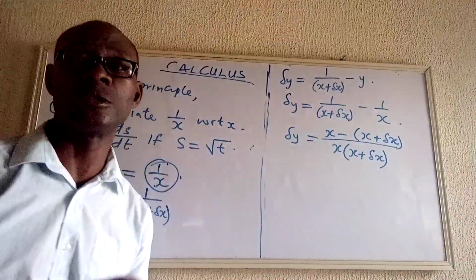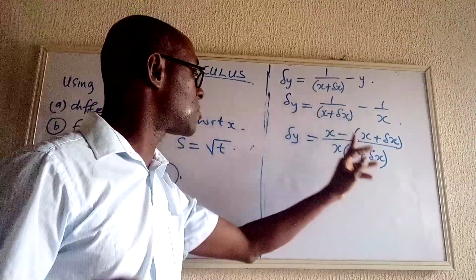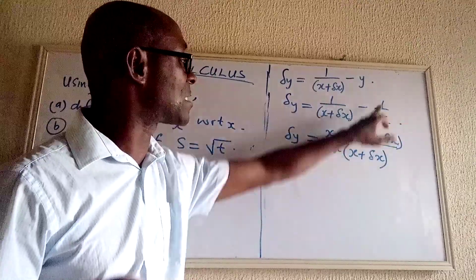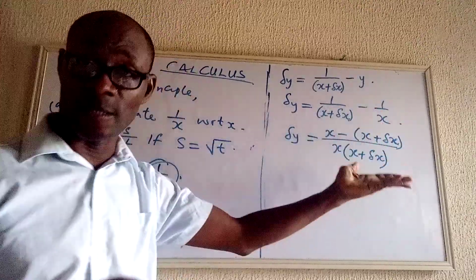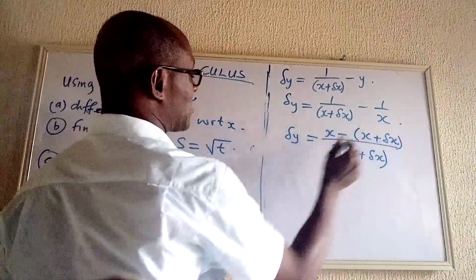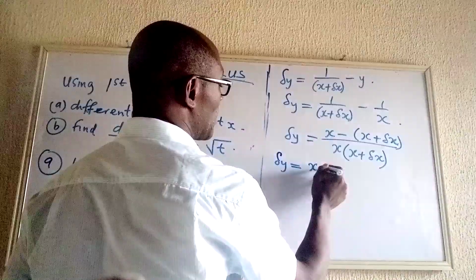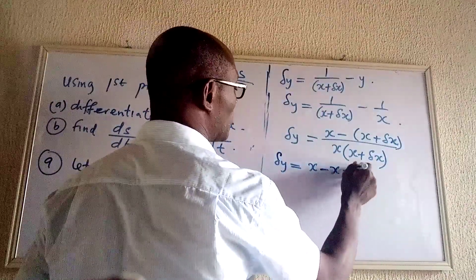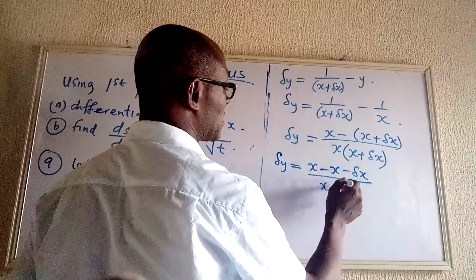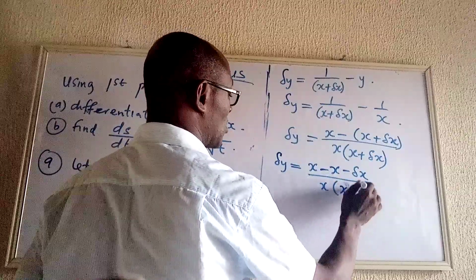I hope this is understood. All I did was find the LCM, then this cancels this, x times 1 over x, this bracket times 1, this minus is this. That's all. All right. Open the bracket. Don't forget the minus will affect everything in the bracket. So delta y equals x minus x minus delta x all over x into bracket x plus delta x.